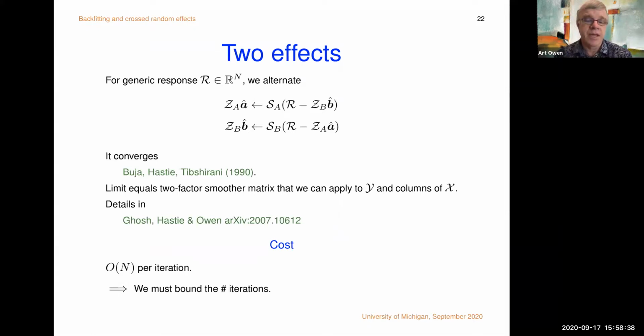Oh, wait a minute, how many iterations? We better be careful. It would be bad luck if it cost us order n per iteration and we needed square root of n iterations. We don't want that. So most of our work was showing that the number of iterations can be bounded as n goes to infinity.